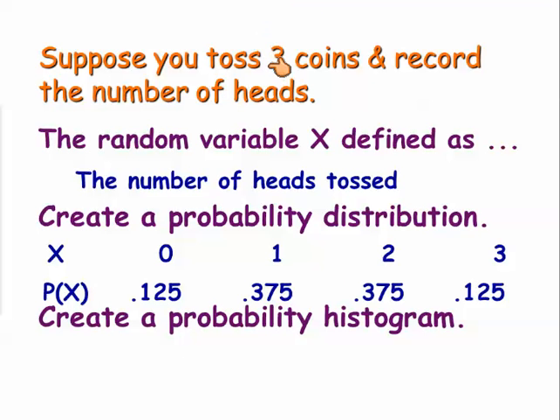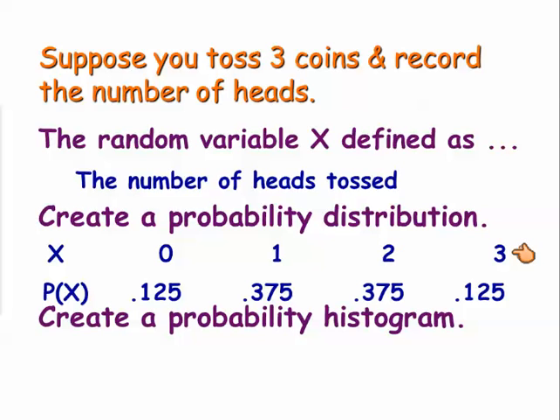Now, suppose you toss 3 coins and record the number of heads that you got. That's a random variable defined as the number of heads tossed up. Okay, the number of times you got a head when you tossed the coin. So if we wanted to create a probability distribution about that, you could either get 0 heads, you could get 1, you could get 2, or you could get 3.